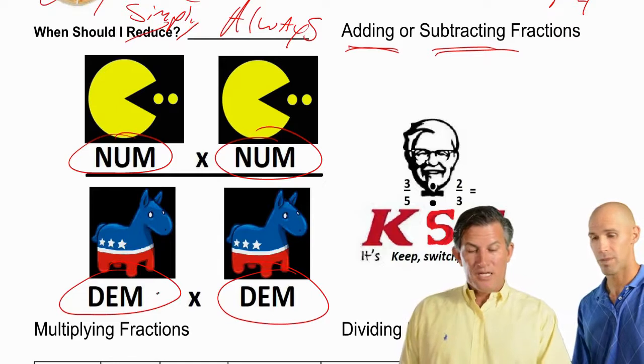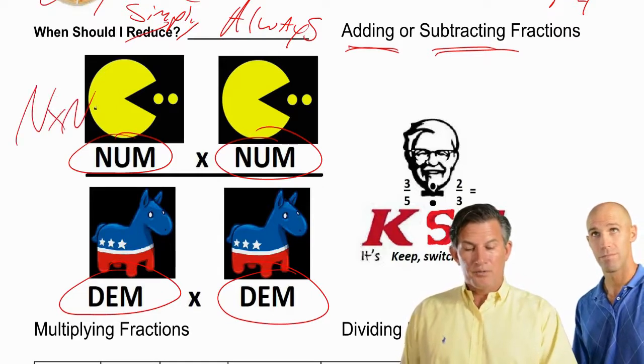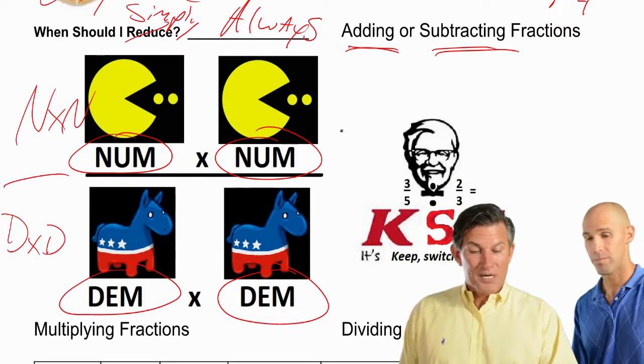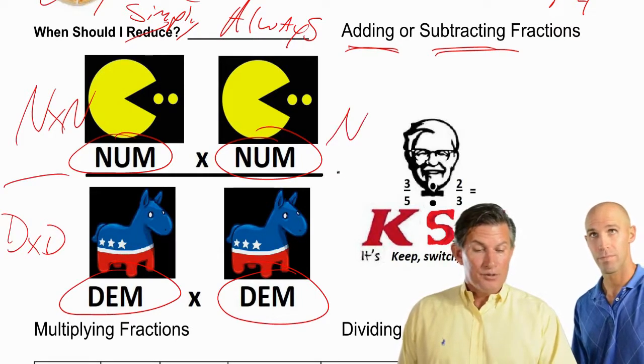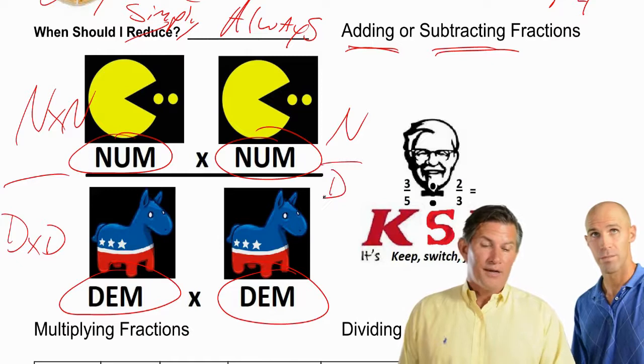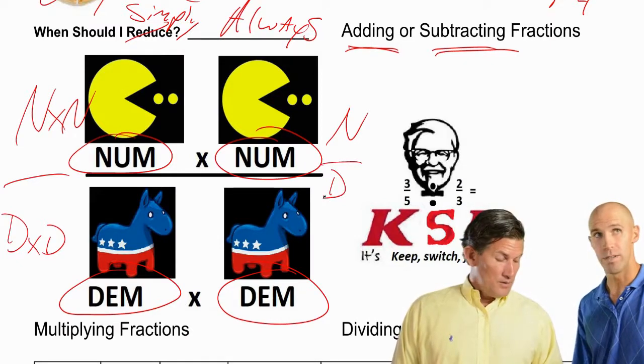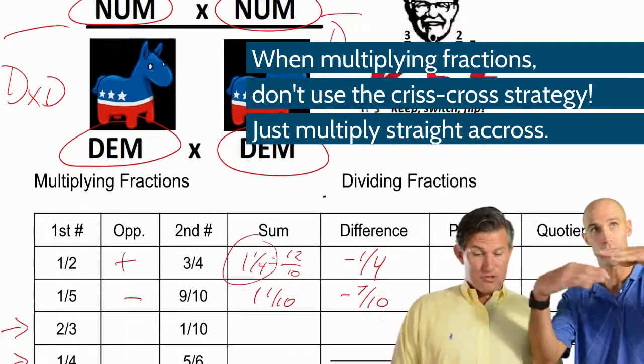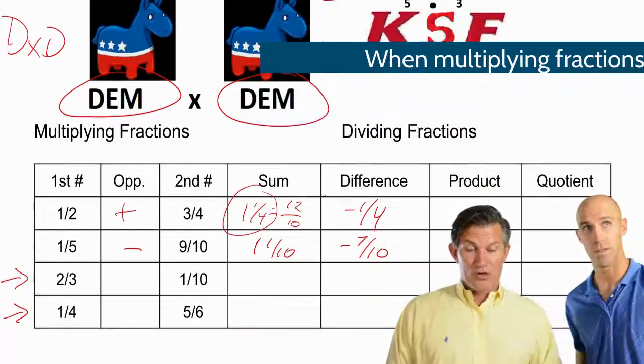And so all you do is you take the numerator and you multiply it times the numerator. Take the denominator and multiply it times the denominator. That becomes your new numerator and your new denominator, and it's really that easy. It's really clean. In this case, there's no crisscross. It's just straight across.